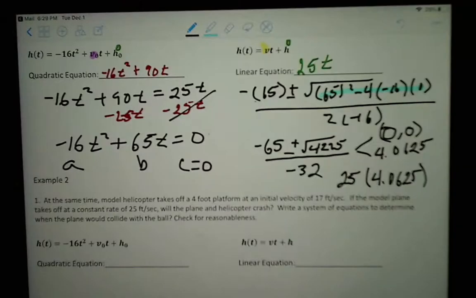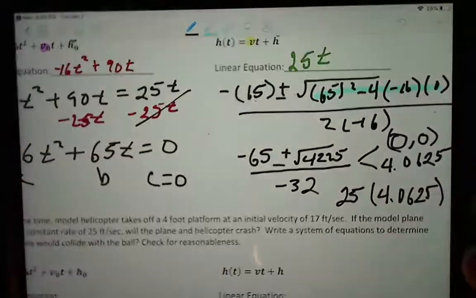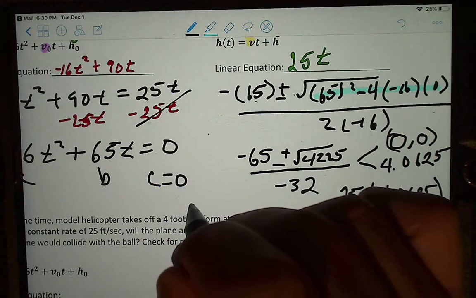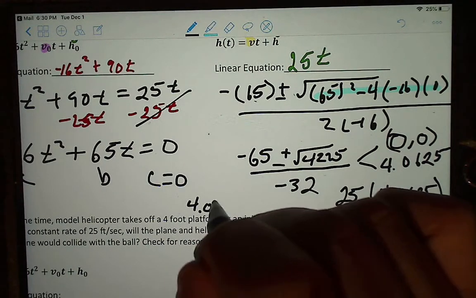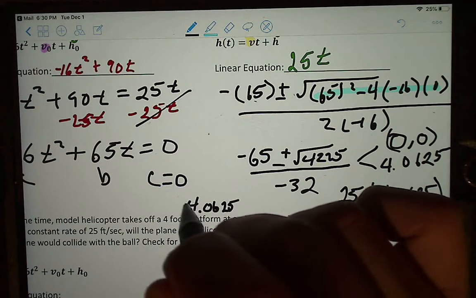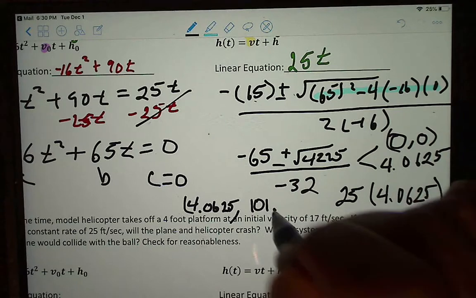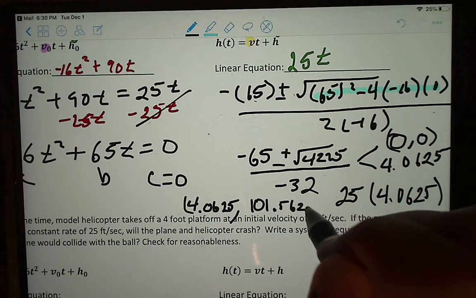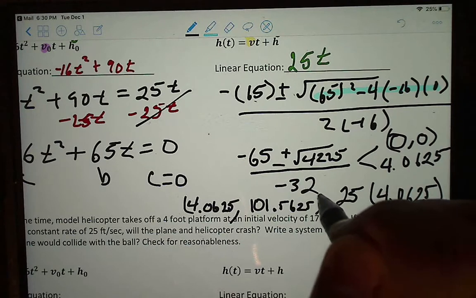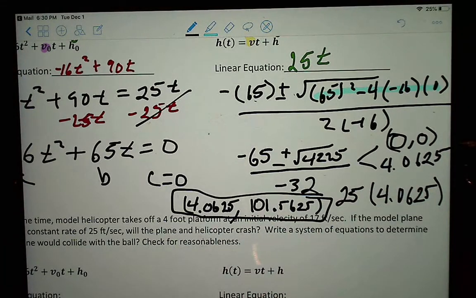Okay. So when I do this, basically what I find out is that at 4.0625 seconds, they collide at 101 feet, point 5625 in the air. And that would be my intersection point that I am looking for.